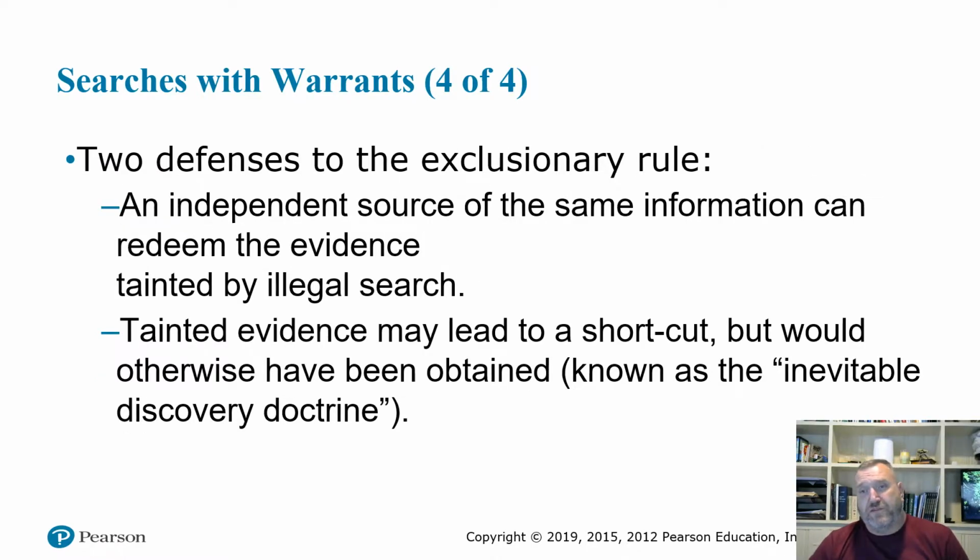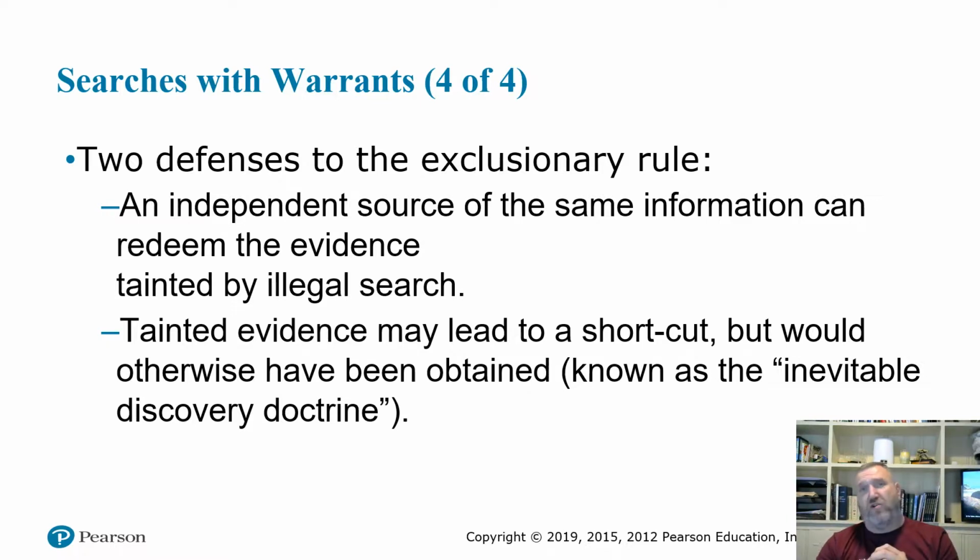The exclusionary rule has a couple of defenses. One, an independent source with the same information can redeem the evidence. So let's say you have a tainted poisonous tree or evidence, and the judge says, nope, absolutely not. Well, there might be an independent source. You may have another investigator that found another lead that leads to that piece of evidence and can redeem that evidence through the legal process of seizure by their investigation that's independent from your investigation.